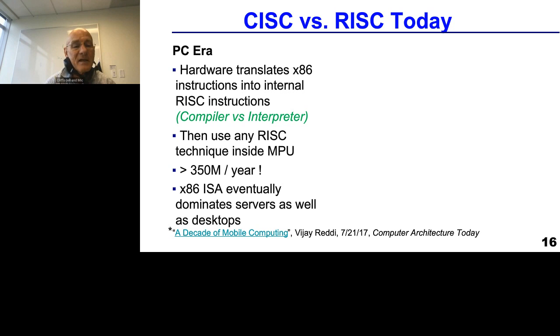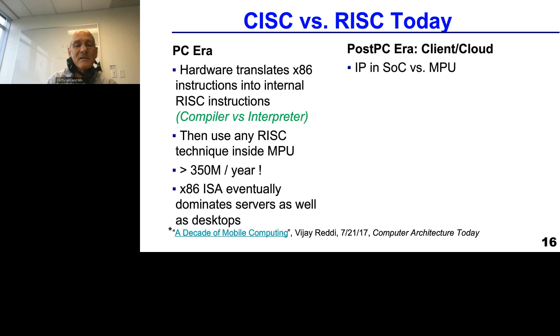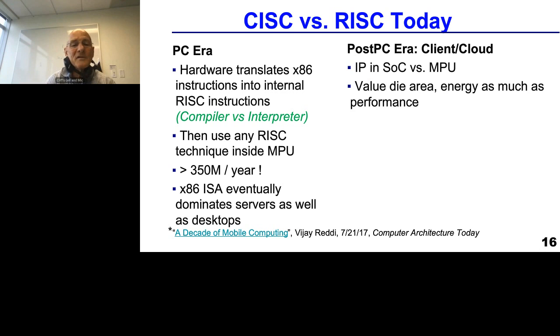So the x86 instructions had dominated servers as well as desktops. Basically, the marketplace picked it in the PC era. But it's called the PC era for a reason. Now we're in the post-PC era, where it's the client and the cloud. Now, instead of buying a microprocessor from a company, you're getting intellectual property that you're installing into a system on a chip, and that's a different case. And because the mobile version values cost and energy, the extra overhead of the x86 architecture is expensive in both of those, and so less attractive.